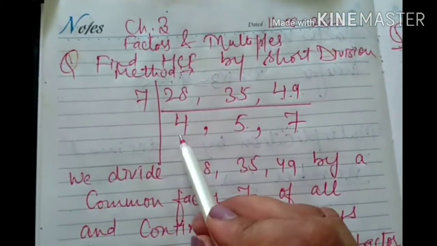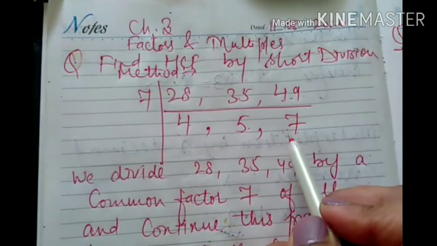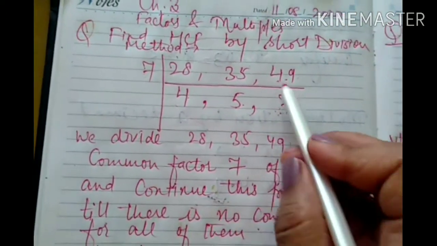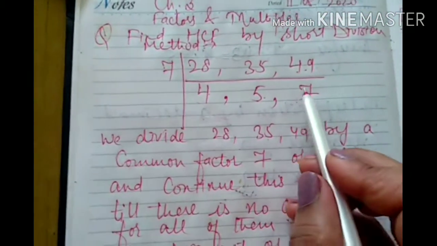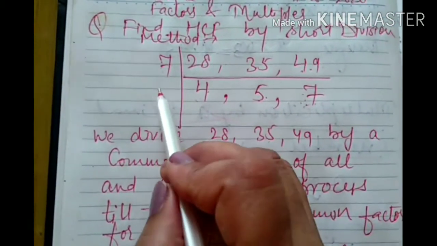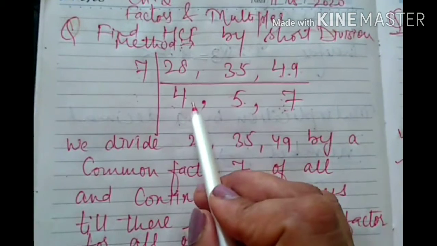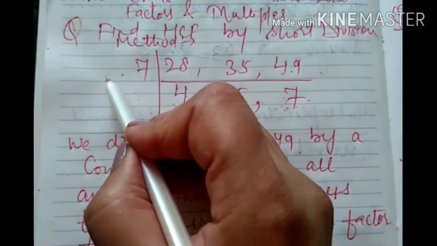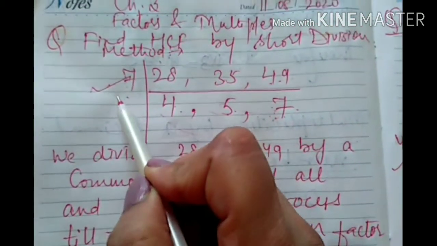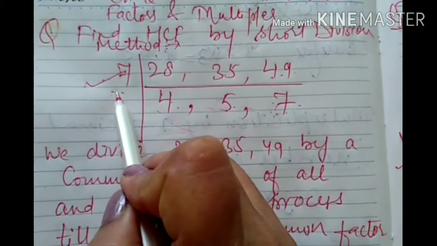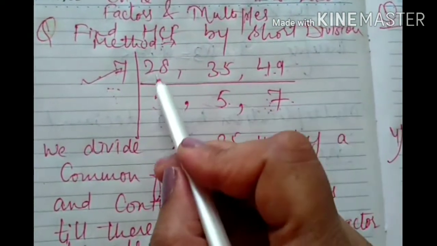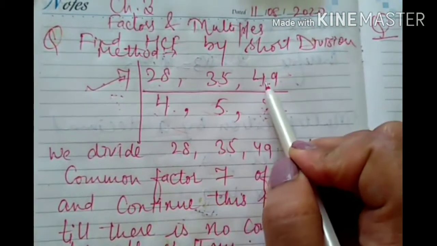Now when you look at these numbers 4, 5 and 7, there is no common factor, which means all these can't be divided by a common factor except 1. So we will leave all these numbers as they are, and this 7 will be the HCF of 28, 35, 49.